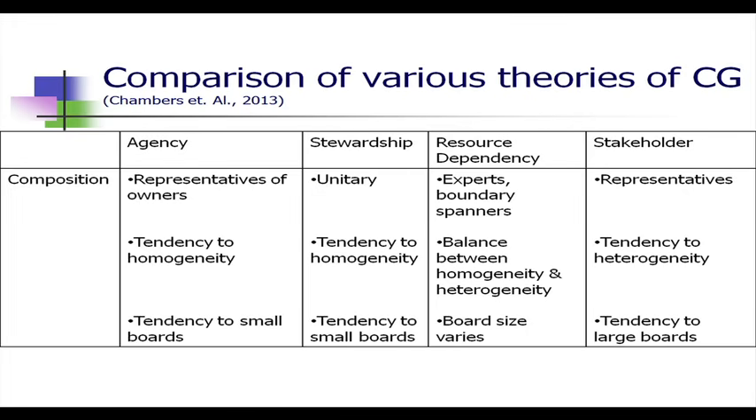As far as the stakeholder theory is concerned, again, the composition of the board is representatives of the owners. There is a tendency to heterogeneity because they need to look after the interests of stakeholders, so they need to find out who needs to be kept in mind. Then there is a tendency to have larger boards. You want representation from different aspects or different facets of the organization. Okay.